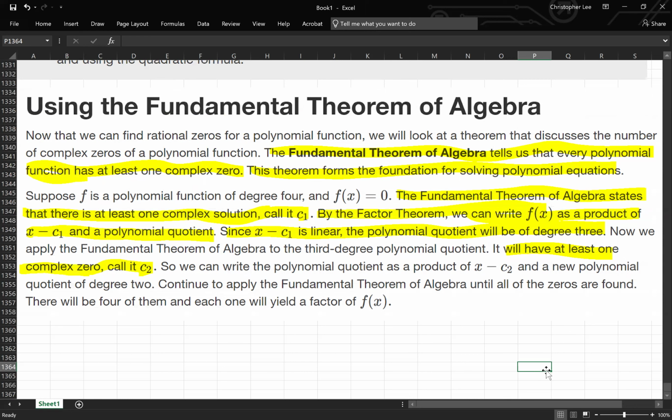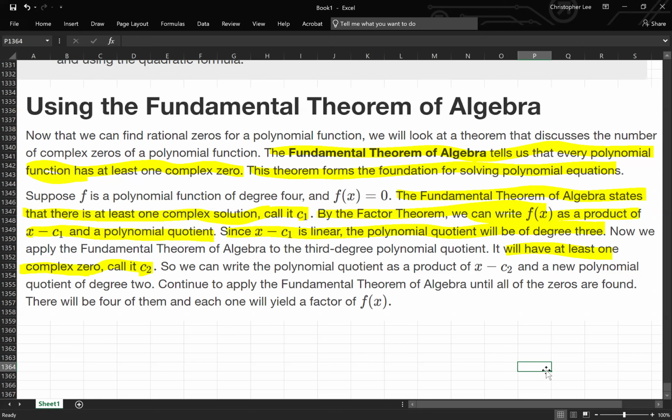So now that we can find rational zeros for a polynomial function, we will look at a theorem that discusses the number of complex zeros of a polynomial function. The fundamental theorem of algebra tells us that every polynomial function has at least one complex zero. This theorem forms a foundation for solving polynomial equations. So long story short, any polynomial I give you can be factored, period. That's the fundamental theorem right there.